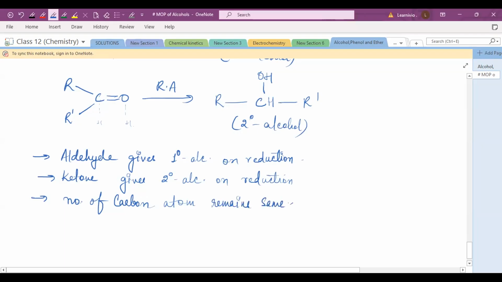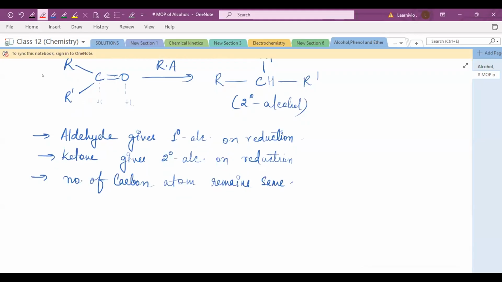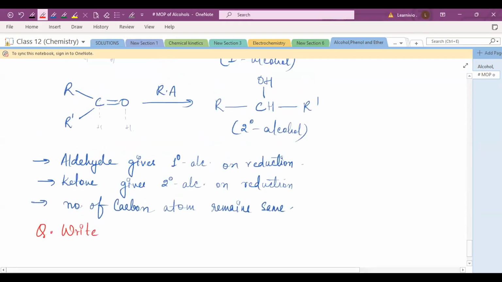Okay, let's do some questions. Could you write a sentence like a note about lithium aluminum hydride? Yeah, yeah, sure. Okay, write down in a note.